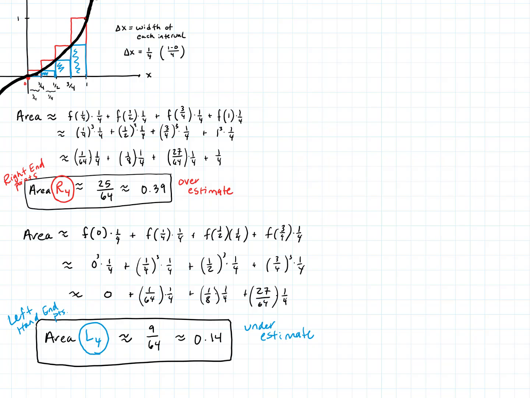Now, that is not always true. It totally depends on the curve. That's because this particular curve was increasing. So when we use the left-hand endpoints, we were creating rectangles that were all under the curve. And when we use the right-hand endpoints, they were all rectangles that were over the curve.